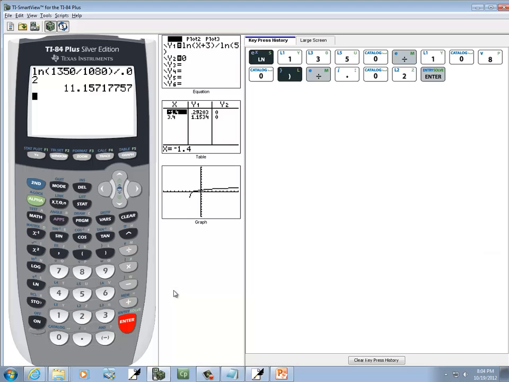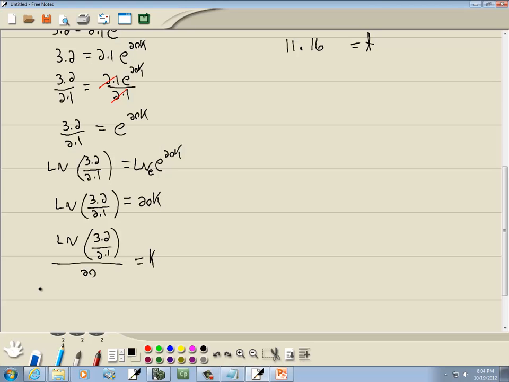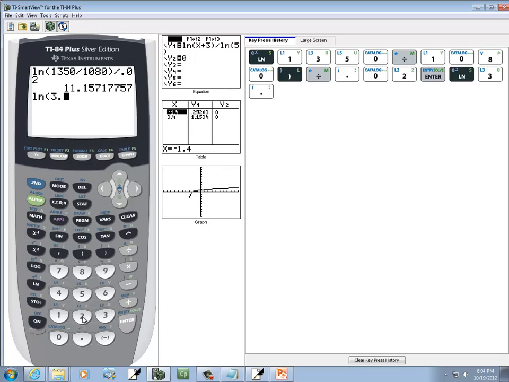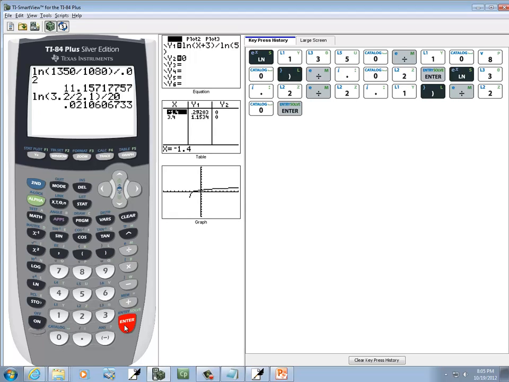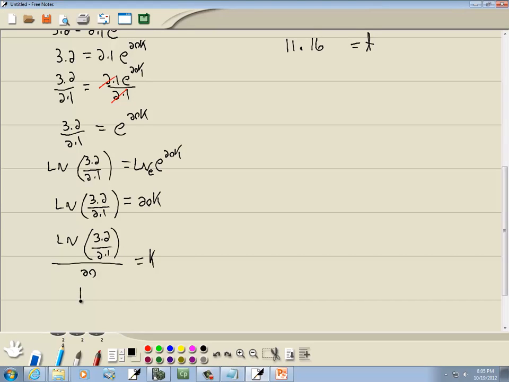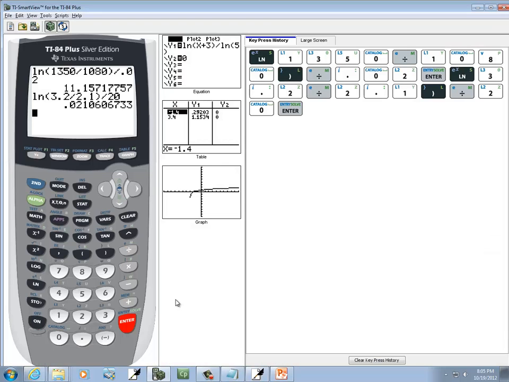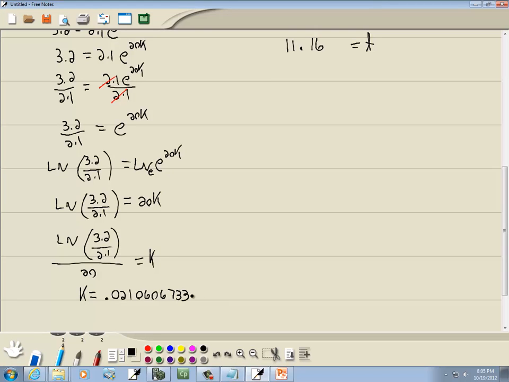So let's go plug it in the calculator. Natural log 3.2 divided by 2.1, closing parentheses, divided by 20. And that'll give us our k. I'm going to take it out to many decimal places. So I got 0.02106 06733. The rule on working problems is you never round in the middle of a problem. You round at the very end.